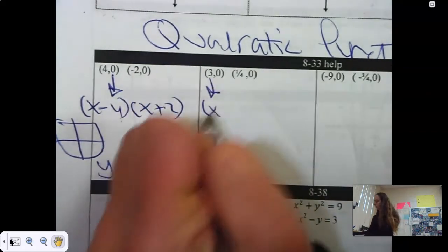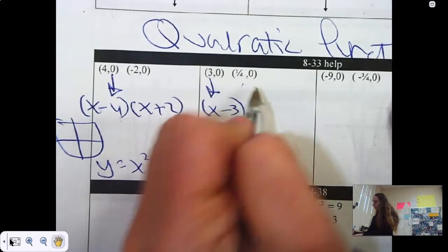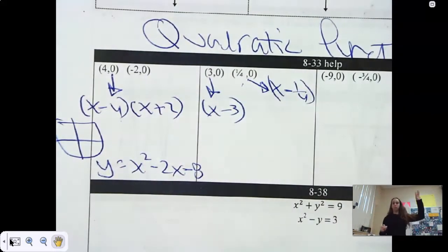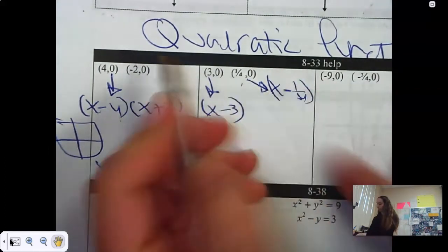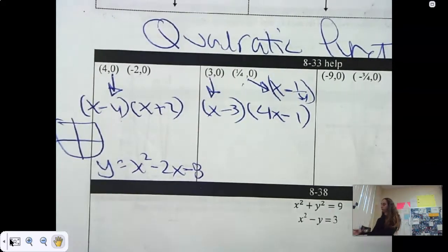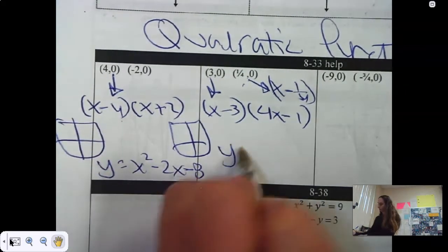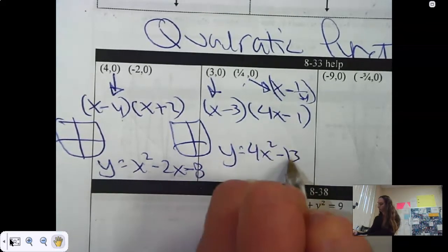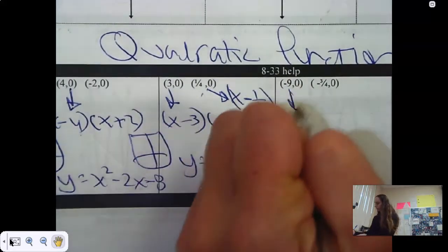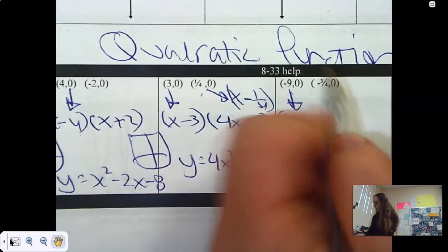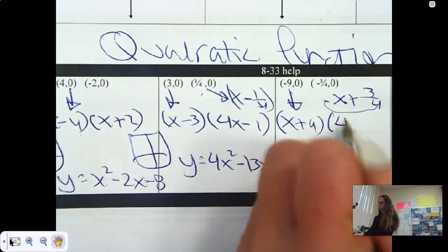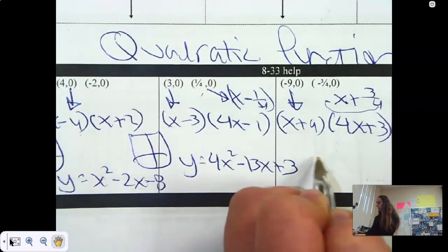This is x minus 3. But this one, you cannot write x minus 1/4. But if you put the 4 in front, because that's what makes it a fraction, and you set that equal to 0, you'll be good to go. Box it out. Y equals 4x squared minus 13x plus 3. Try boxing these yourselves. X plus 9. You can't do x plus 3/4. But that can go over there, 4x plus 3, box it out.